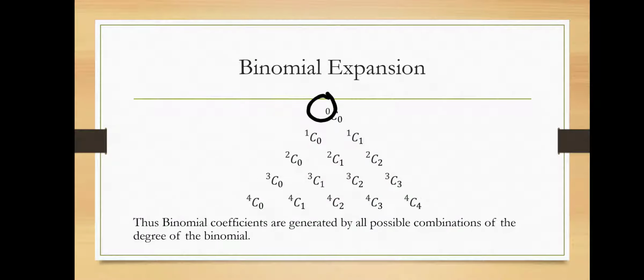So now it becomes clear that if I have whatever power I want, say for example 100, I just need to find all possible combinations of 100, and that will give me all the different binomial coefficients for the expansion, right? So that's how we get all the different binomial coefficients for the expansion of the binomial terms. Now let us give a formal definition of what binomial expansion actually looks like.